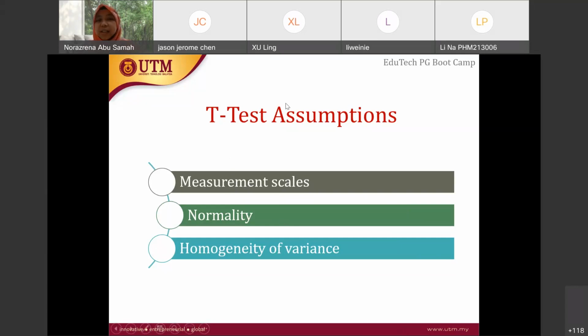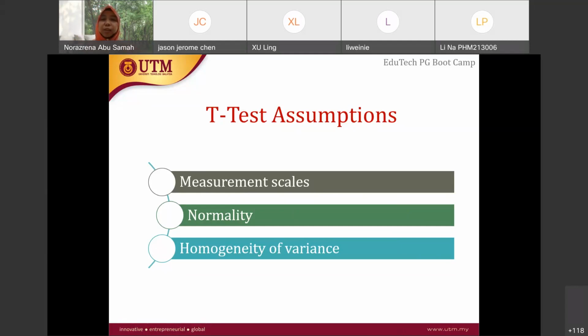But the t-test is a parametric test, so it is only suitable for continuous data. So what are the measurement scales for the t-test? Only two measurement scales for the t-test. What are they? Anyone? Ratio? Okay, and interval. Yes, correct. Ratio and interval only.